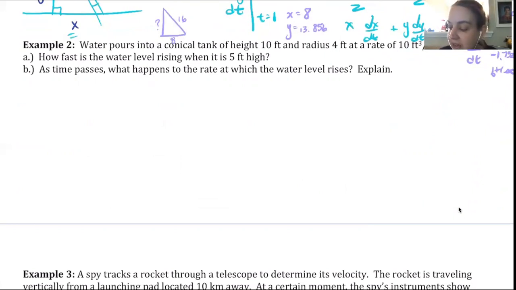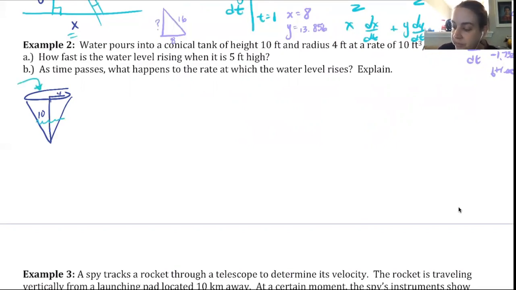So, conical tank, it's a cone. Is it an ice cream cone or a birthday hat? It's an ice cream cone. So here's your conical tank, and it has a height of 10 and a radius of 4. And we have some water level inside. So here's my water level. The water level is rising because water is pouring in.